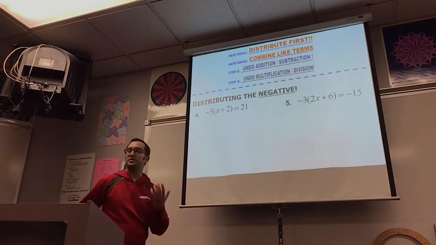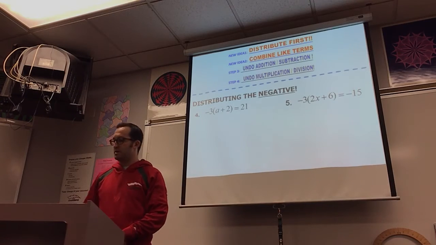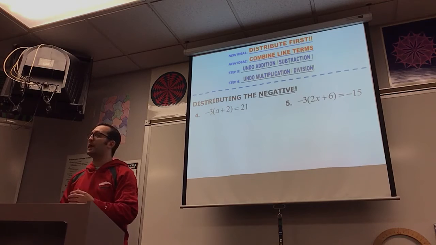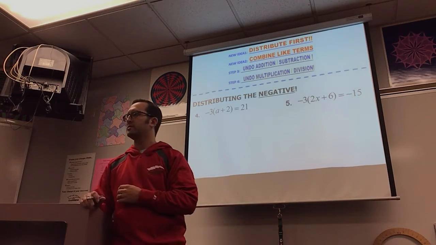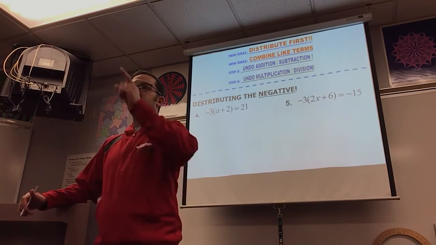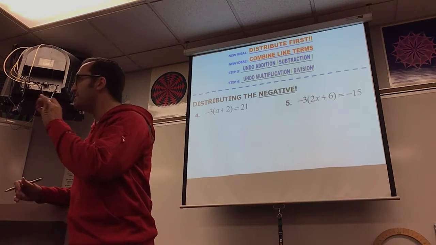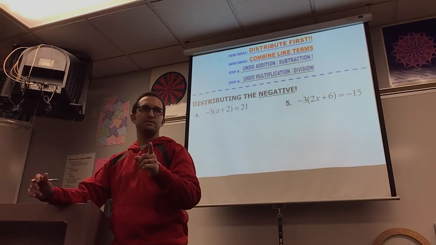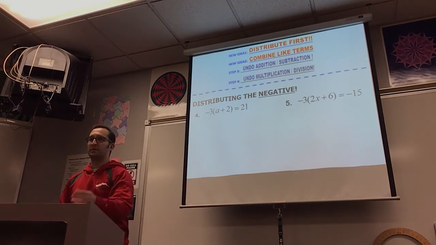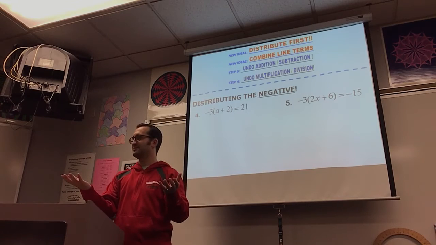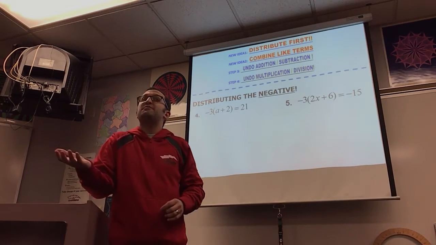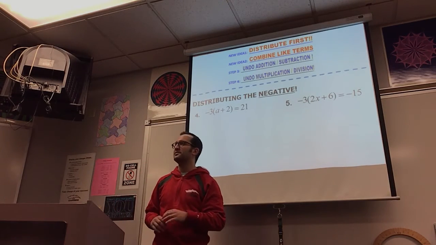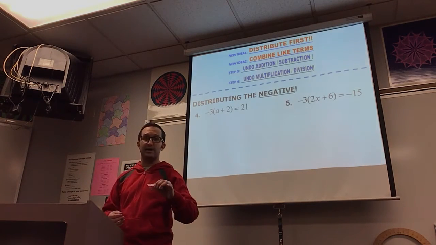Now, when we distribute the negative, the only thing we have to be really careful with, right, distribute first, combine like terms, is that we have to change the signs. What happens when we multiply anything by a negative? The sign changes. It doesn't become negative. It changes the sign, right? Now, if it was positive before, it would become negative. What if it was negative before? It would become positive. When you multiply by a negative, it doesn't make it negative. It changes the sign. Okay?